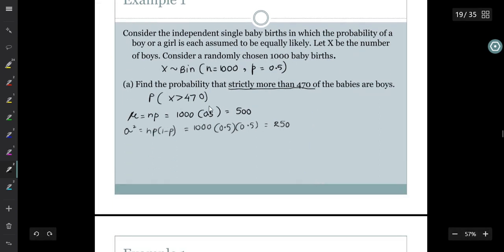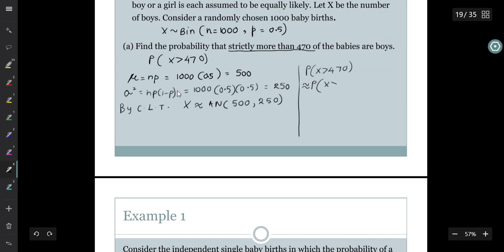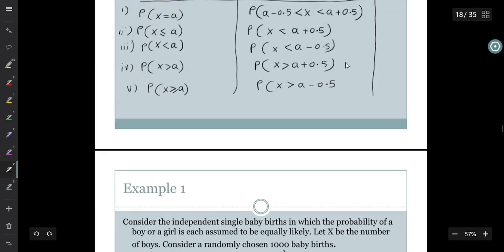According to the central limit theorem, x will follow approximately a normal distribution. What is the mean? Mean will be 500 and the variance is 250. We want to find the probability x greater than 470. So this is approximately the probability x greater than 470 plus 0.5. That is from the continuity correction. See the fourth one.